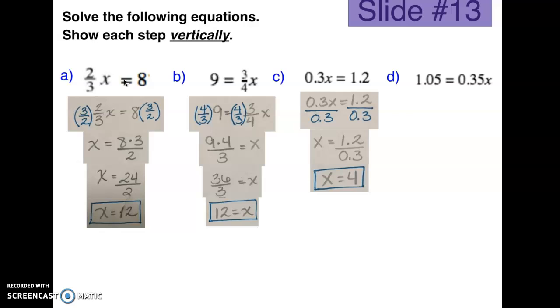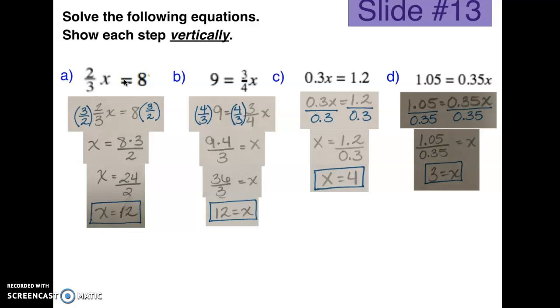Similar to D, again, I'm going to do the inverse operation to both sides. Right now I'm multiplying x by 0.35, so I'm going to divide both sides by 0.35, and I will end up with x equals 3.